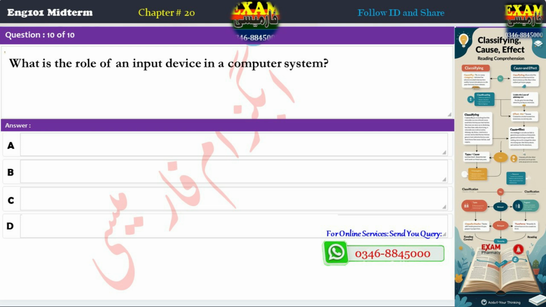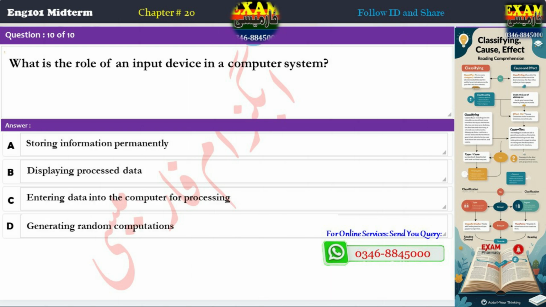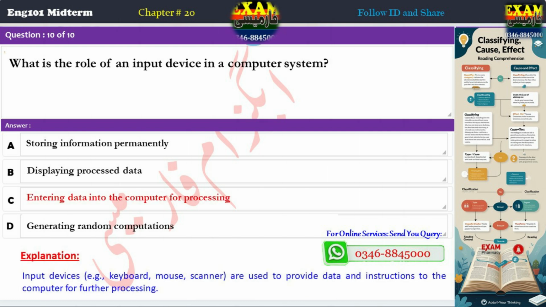Question 10. What is the role of an input device in a computer system? A. Storing information permanently. B. Displaying processed data. C. Entering data into the computer for processing. D. Generating random computations. Correct answer: C. Entering data into the computer for processing.